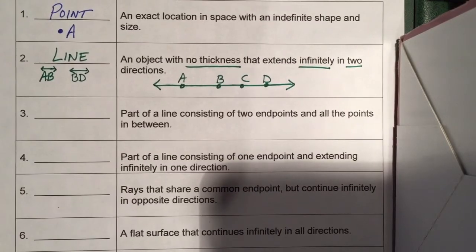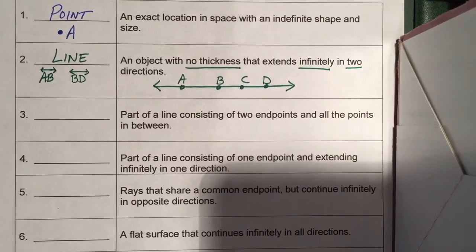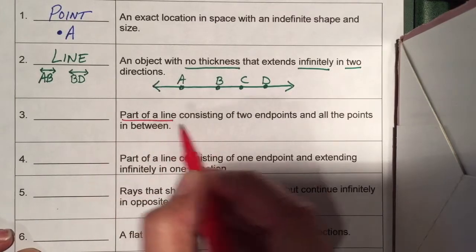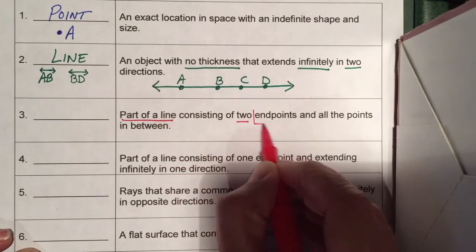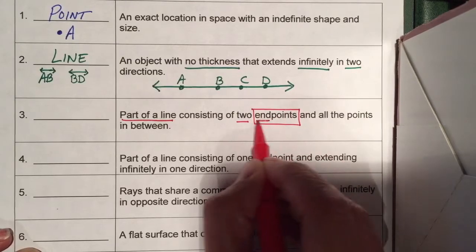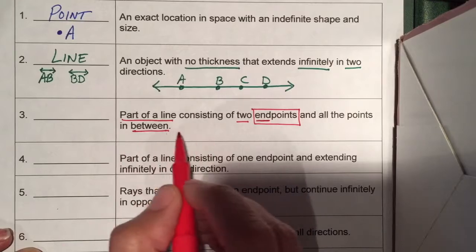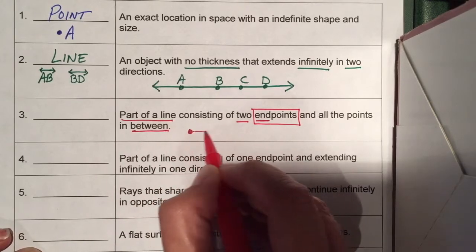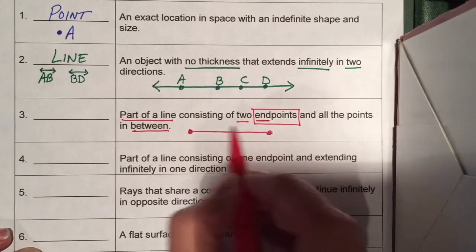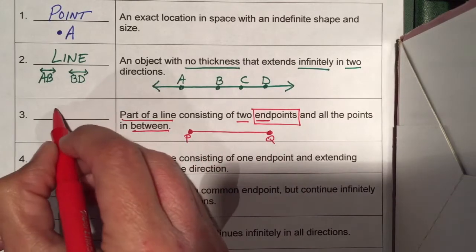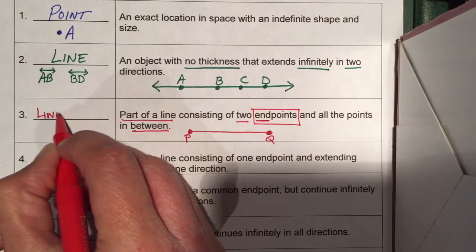Number 3, part of a line consisting of 2 endpoints and all the points in between. So it's the part of the line, 2 endpoints, that's key. End means they end. And all the points between. That means in between those 2 points. So the picture they're describing would be this. So this would be segment PQ. So this is a line segment.